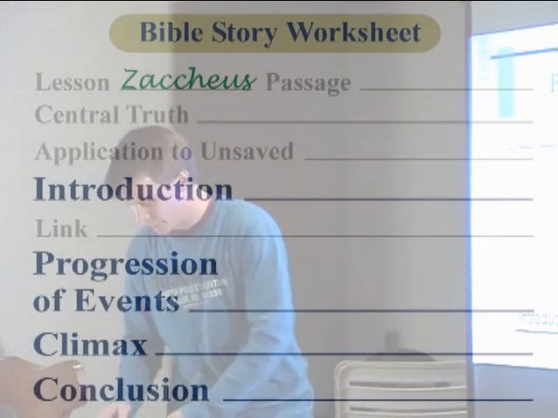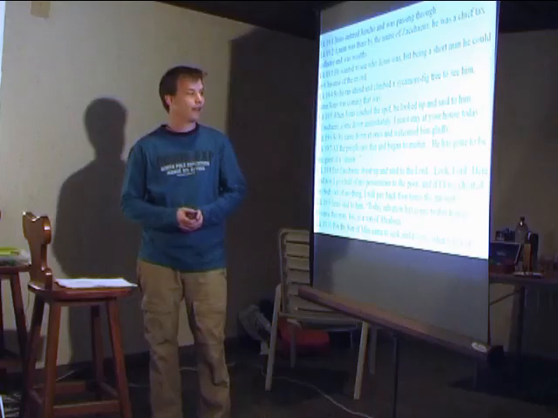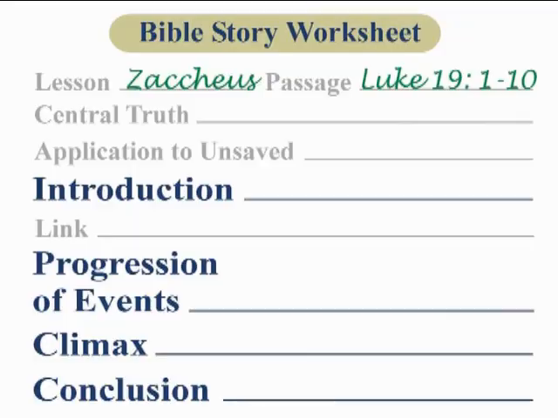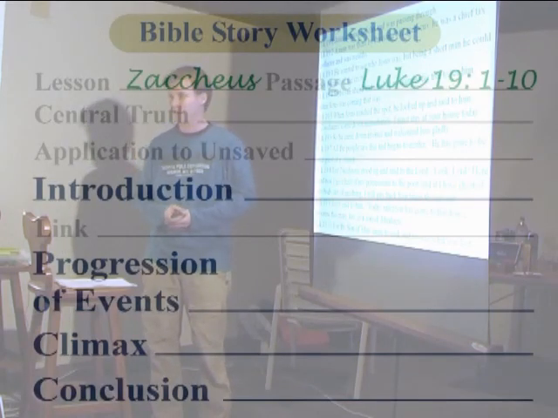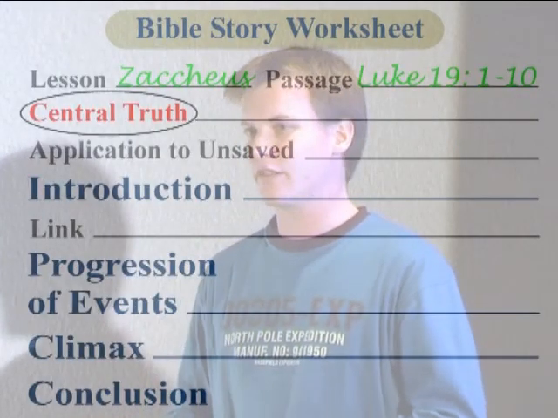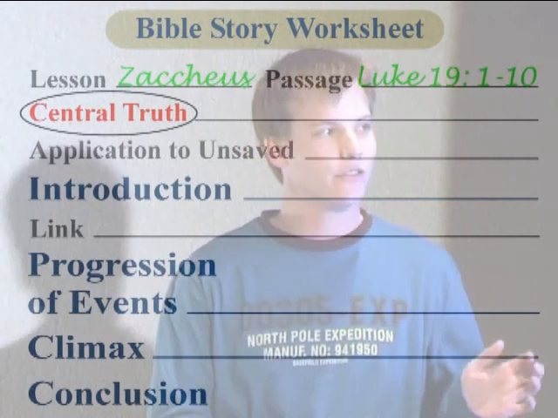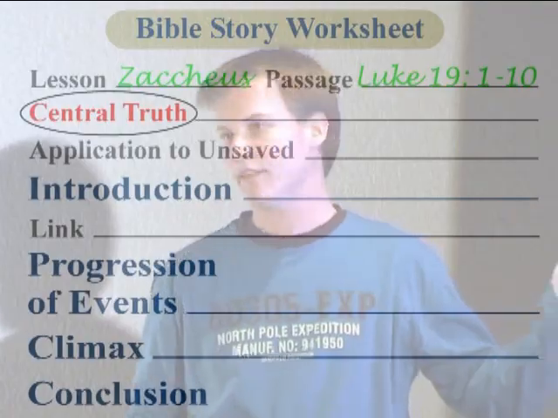Well, you should know the passage. That's on top right of the paper. That's Luke 19, 1 to 10, the story of Zacchaeus. And on the worksheet you also see that there is a central truth and the application. That is the main truth in the story that we want to give over to the children. It's not only the story, it's also something behind it. That's why it's written in the Bible. That's the message of it.